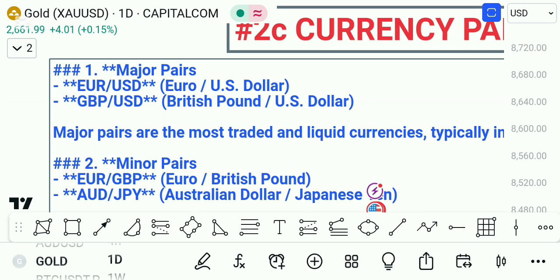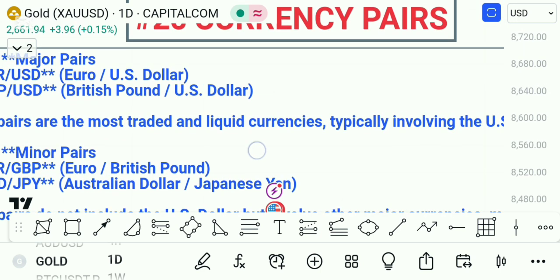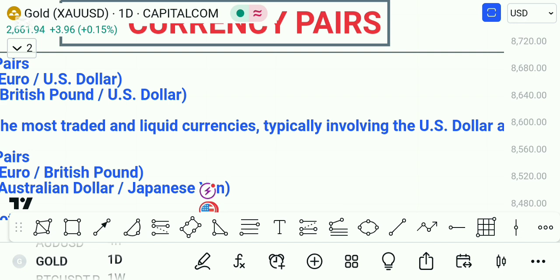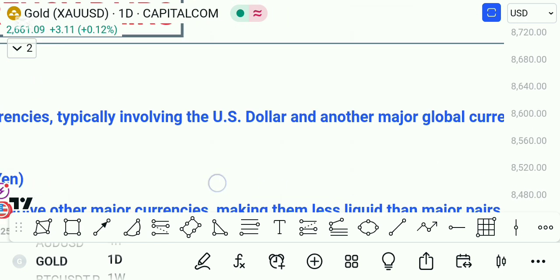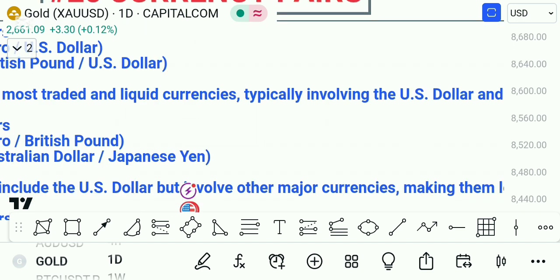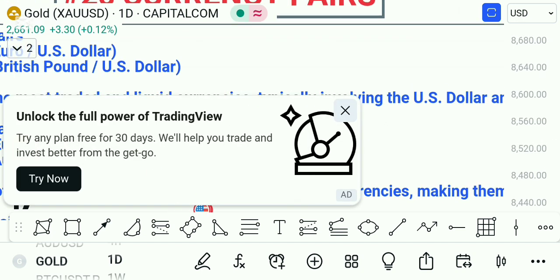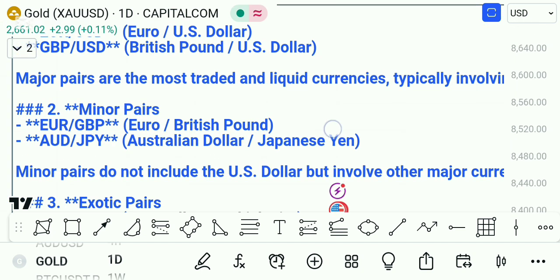When we pair it against USD, it is what we call a major currency pair, euro USD. So you are pairing euro against dollar, GBP USD against dollar. It's called major currencies. And these major currencies are traded and are liquid currencies. Liquid currencies that have a large amount of money, typically involve the US dollar and another major global currency. So any major global currency that involves the US dollar is a major currency pair.